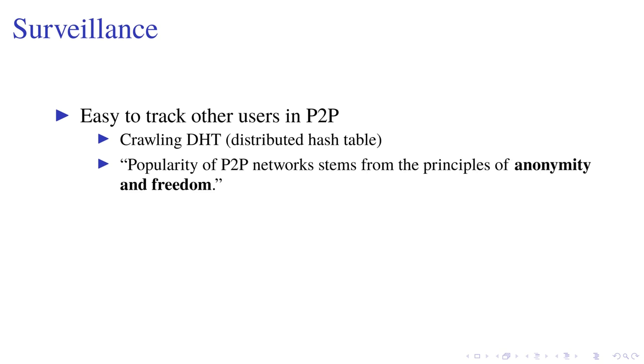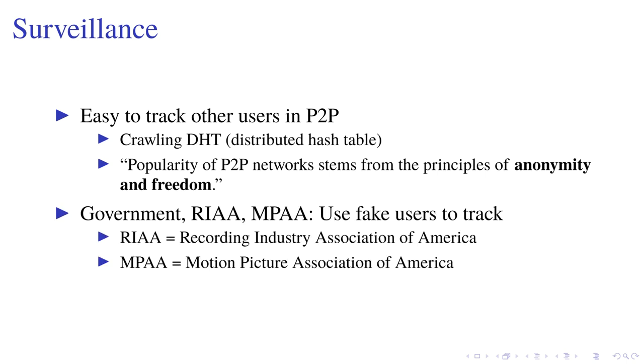This is ironic when considering the original design of peer-to-peer, which values users' anonymity and freedom in the network. Other research shows that the government and copyright holders are really tracking peer-to-peer users. Well, actually not copyright holders, but organizations like RIAA and MPAA. They create fake users on peer-to-peer networks to track other users.